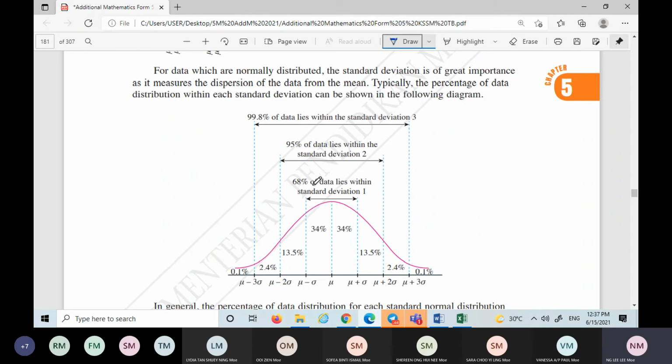So here they make an analysis. 68% of the data lies within standard deviation 1. Then 95% of the data lies within standard deviation 2, and then 99.8% lies within standard deviation 3. So you can see, from the middle, here is 3 and here is minus 3, it covers almost all of the data already. The rest is very little towards the ends.